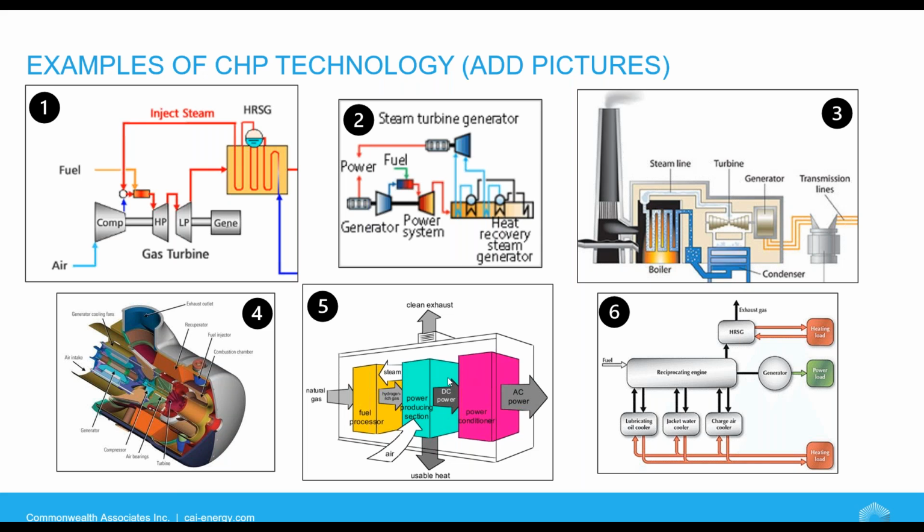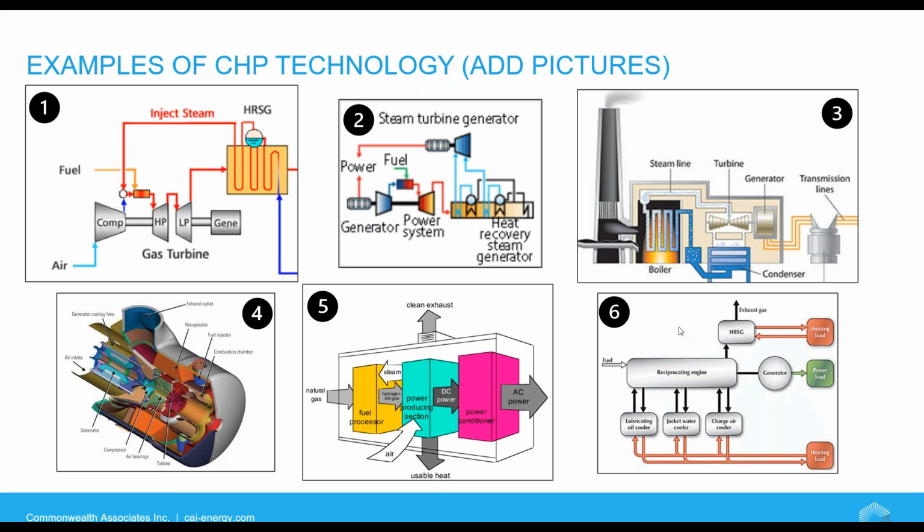Number 5, this is the fuel cell. You have the natural gas fuel processor, and then you have the power producing section with the fuel cells reacting electrochemically to each other, producing power and usable heat to use elsewhere in your process.